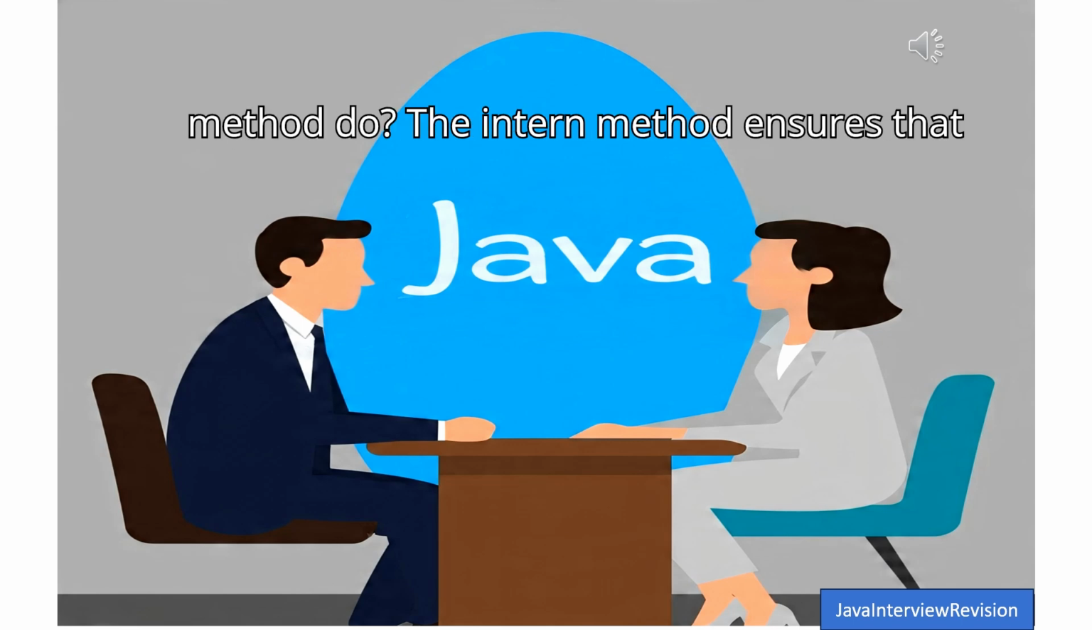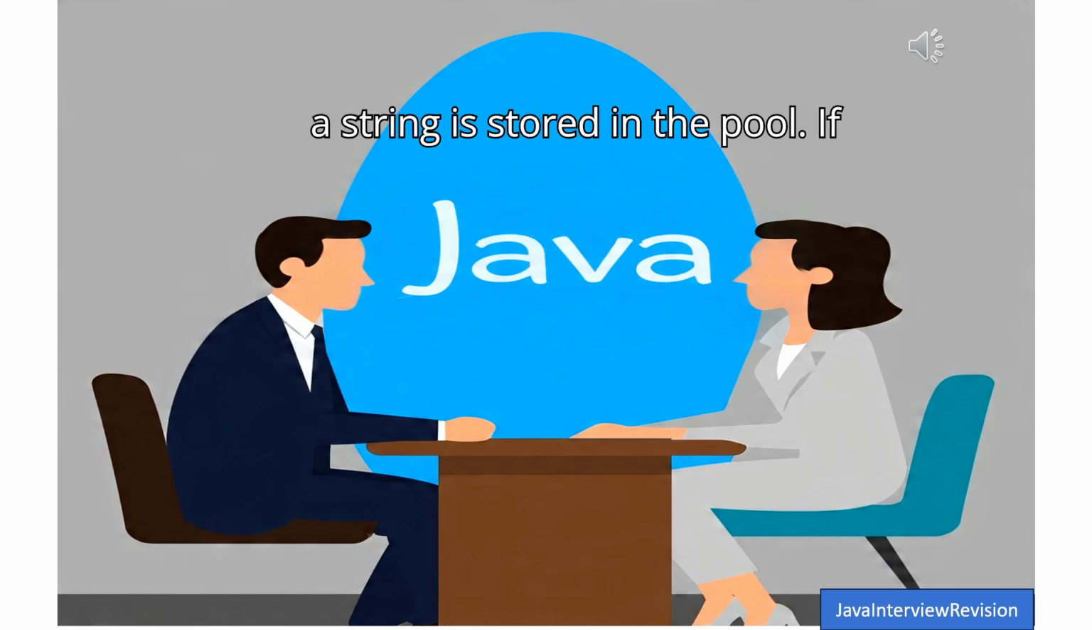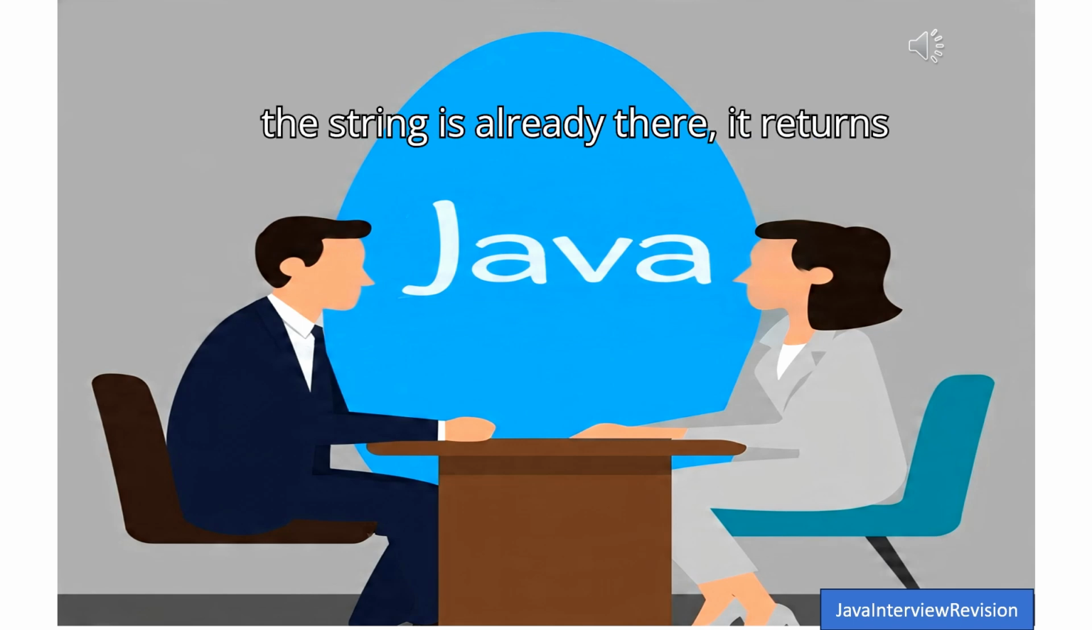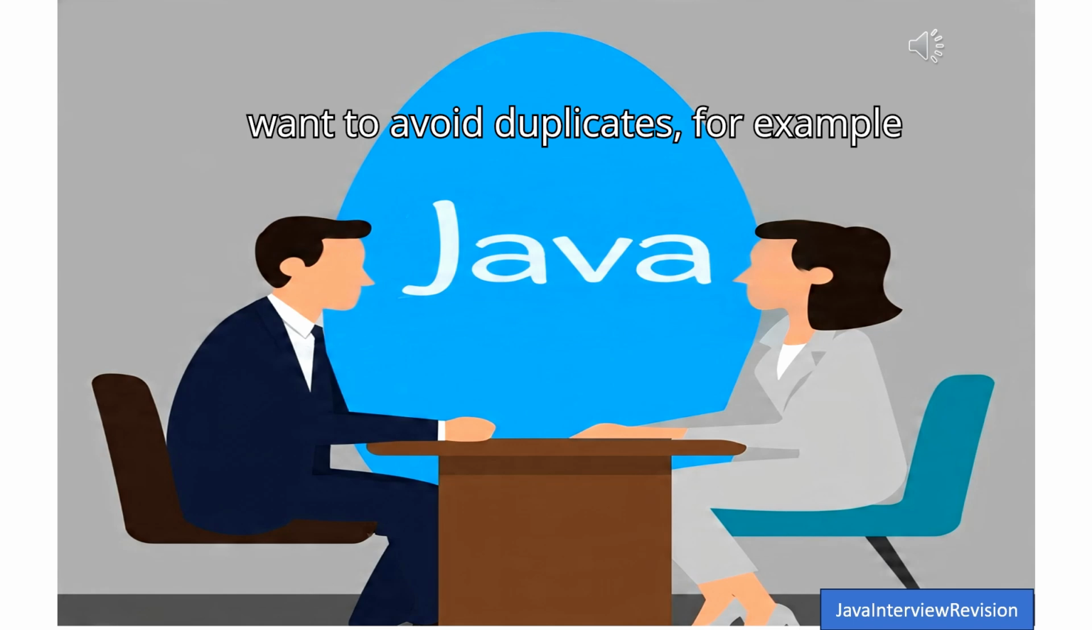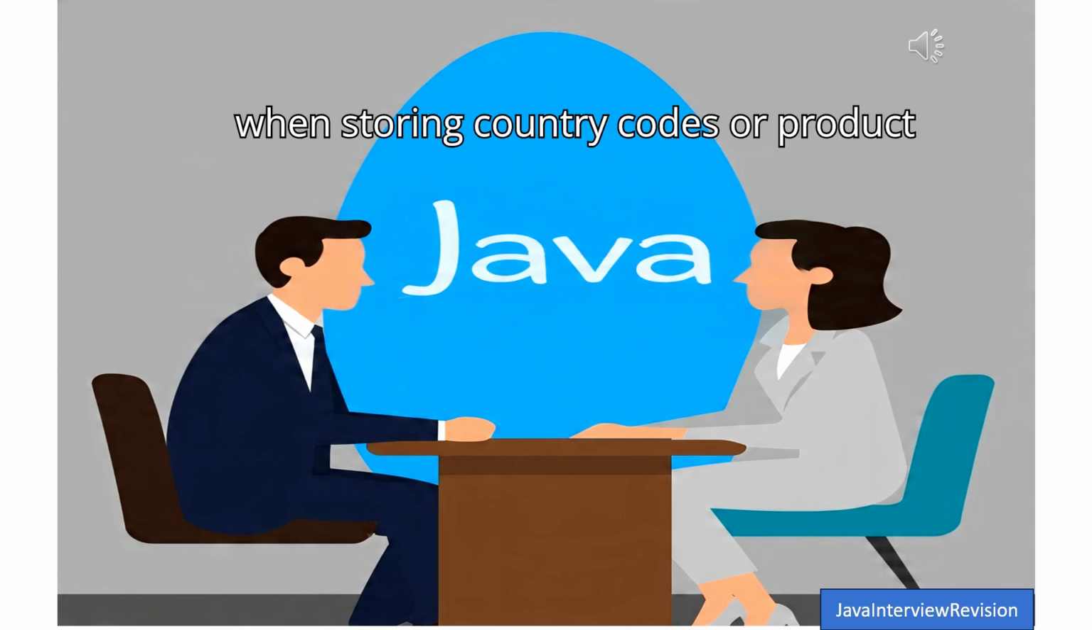And what does the intern method do? The intern method ensures that a string is stored in the pool. If the string is already there, it returns the pooled version. This is useful when I want to avoid duplicates, for example, when storing country codes or product names.